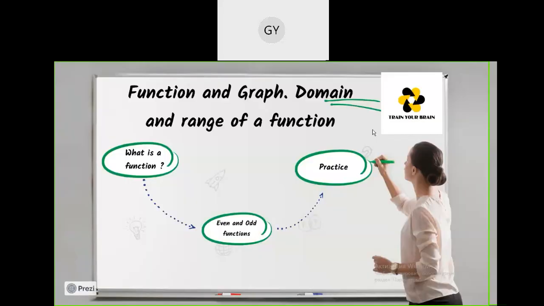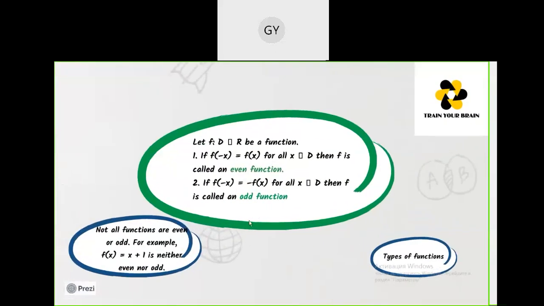Then the next topic is even and odd functions. You may be asked to determine algebraically whether a function is even or odd. To be able to distinguish them from each other, you need to memorize the following information. Okay? The first one is if f of minus x is equal to f of x for all x values, then the function is called an even function. If f of minus x is equal to minus f of x for all x values, then our function is called an odd function.